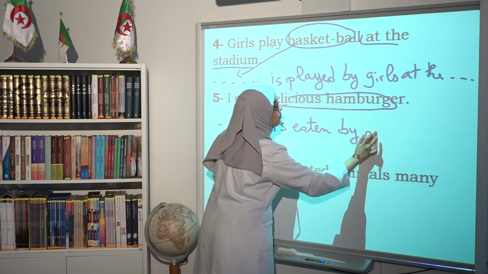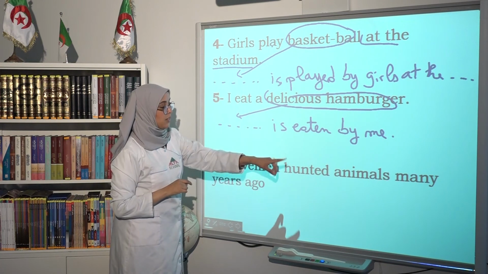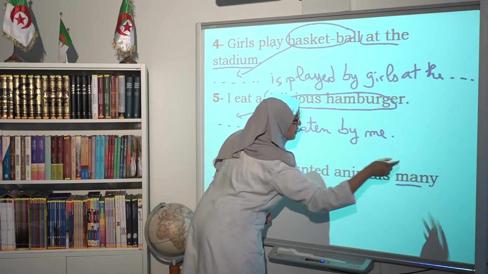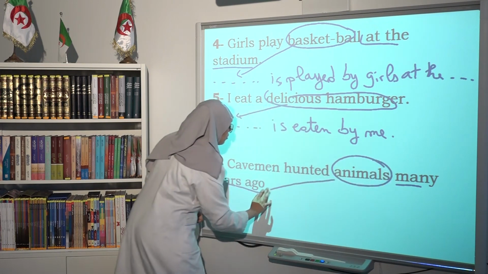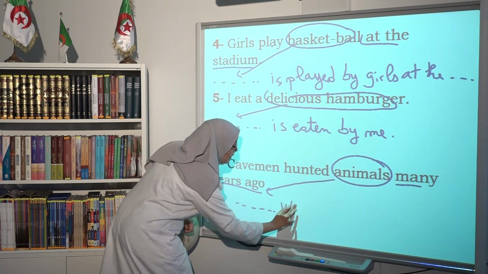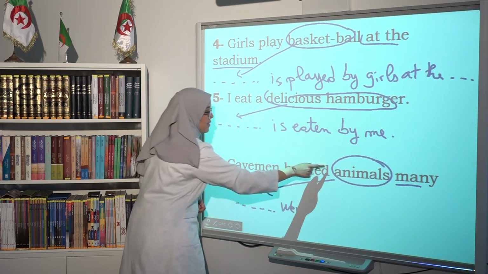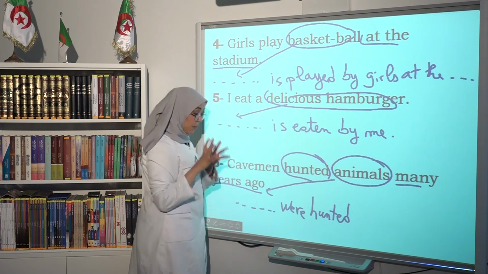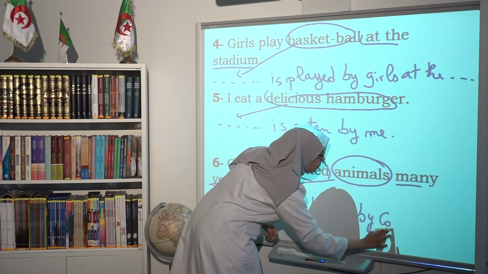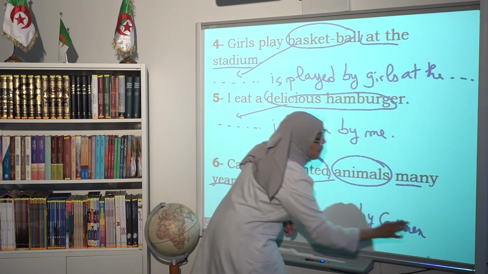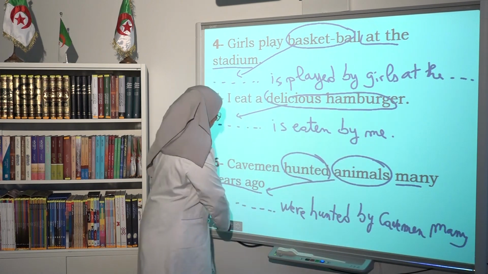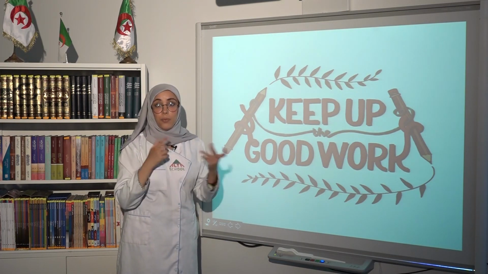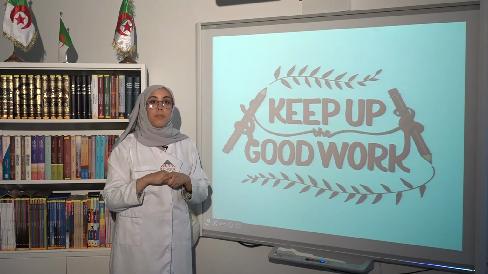Next one. Cavemen hunted animals many years ago. Cavemen hunted animals many years ago. Many years ago should be at the end of the sentence. So I should start with animals. Animals were. So this one, it's in the past simple. Be careful, because hunted is in the past simple. So animals were hunted. It's a regular verb. We keep it. By who? By cavemen. We keep cavemen. We don't say by them. By cavemen, many years ago. Okay? This was the end of our first mixed activities. I hope you liked it. It's very interesting. Please stay tuned for the second part and see you again. Thank you.